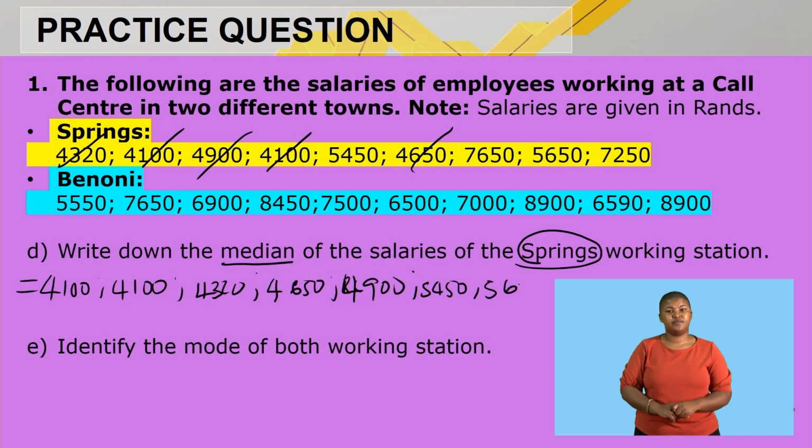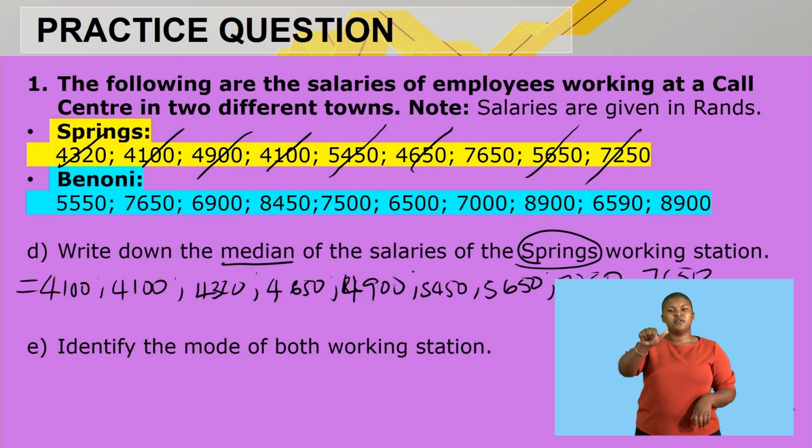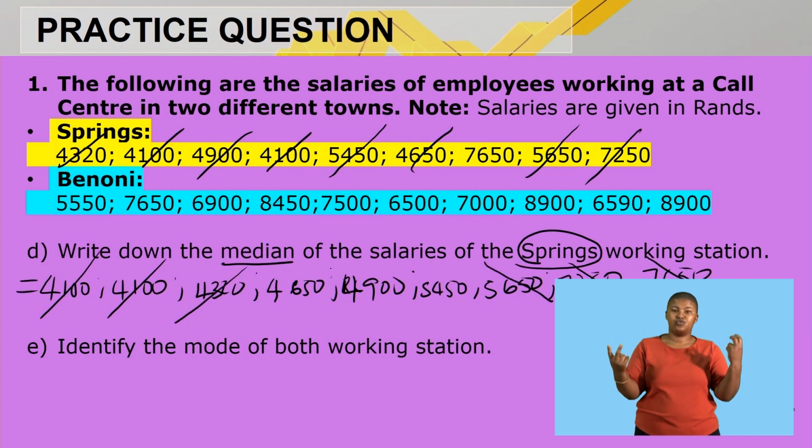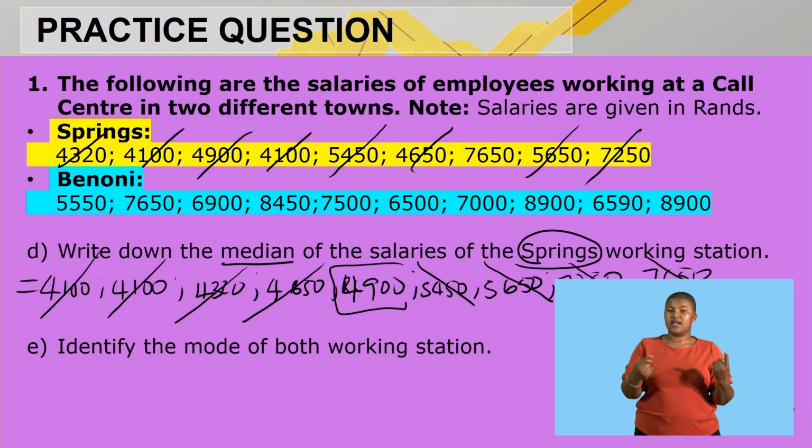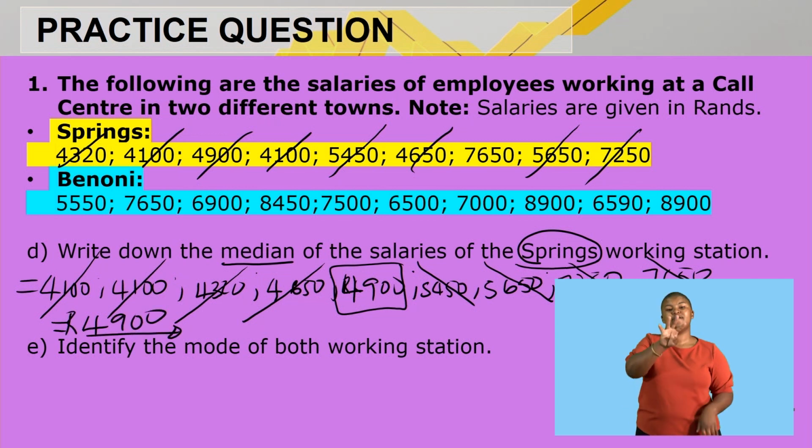5,450, 5,650, these two, and then you have 7,250, and the last salary is 7,650. Now this is in ascending order. From here, we need to have numbers on the right equal to the numbers on the left. So we have 2 this side, 2, 3, 3, 1, 1. So the middle value is 4,900. So our median is 4,900.